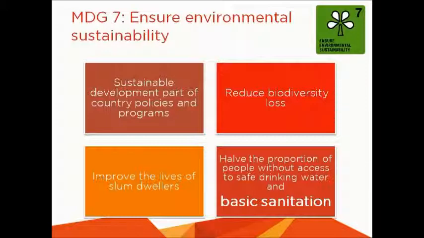So the first one is to integrate principles of sustainable development into country policies and programs, and also to reverse the loss of environmental resources. The second one is to reduce biodiversity loss, achieving by 2010 a significant reduction in the rate of loss. Number 3 is to improve the lives of at least 100 million slum dwellers by 2020. And lastly, and the one we're the most fond of, is to halve the proportion of people without access to safe drinking water and basic sanitation.